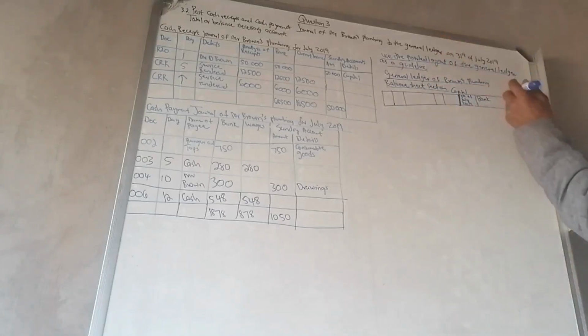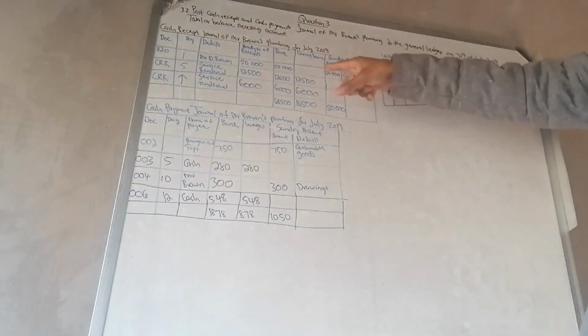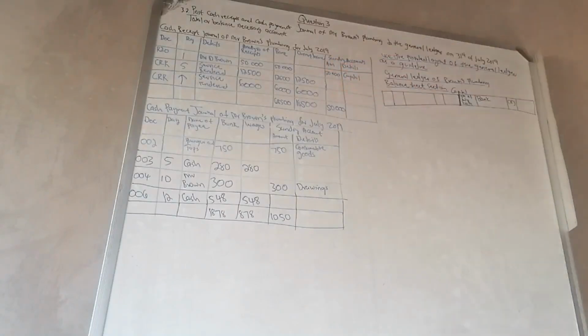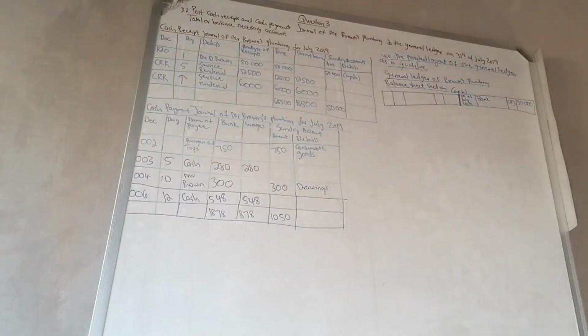CRJ. And then what was the amount? 50,000. This is how you post into a balance sheet section. Very, very important that you note this. Whenever you are dealing with capital, this is highly important.